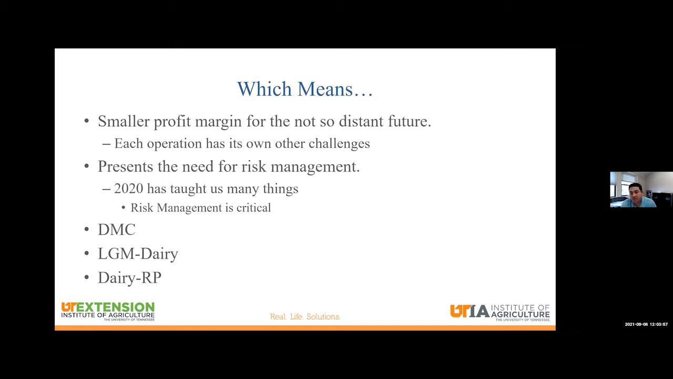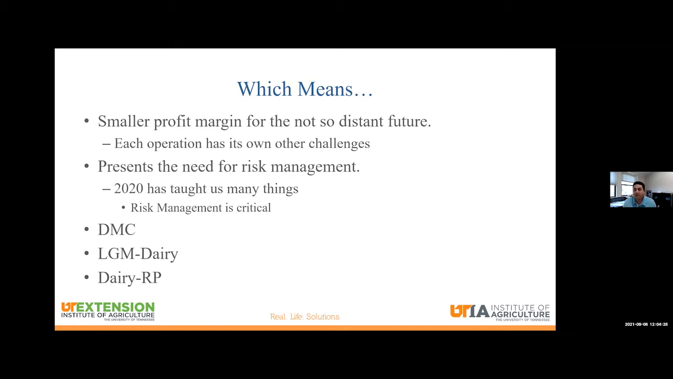And along those same lines, not only is the profit margin looking like we need to do some risk management, but each operation is also going to have its own challenges in terms of profitability. Working with David Bilderbeck on the dairy gauge front for this past year, margins were already tight if we were to take out government payments. And so without government payments and the government programs, it would put some dairies in a not so good situation.